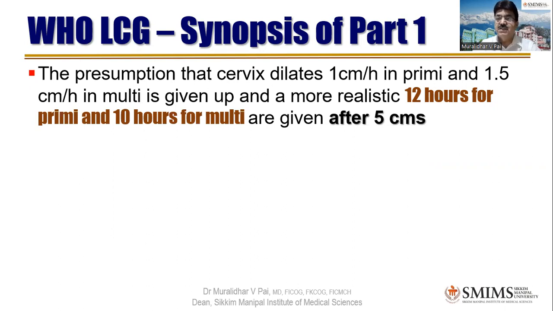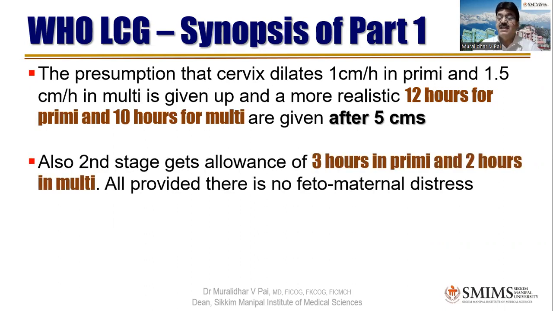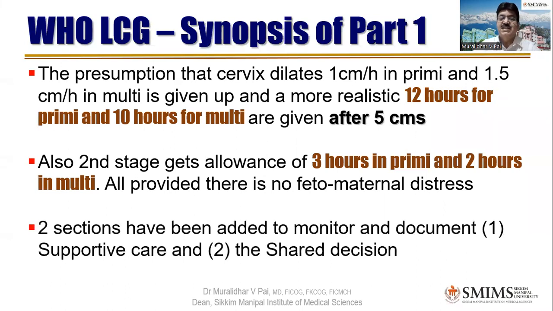Earlier we gave only 4 hours for multi, because we said it would dilate at the rate of 1.5 centimeters per hour and 6 centimeters would be covered in 4 hours. That's what we expected. But now they have given a generous 10 hours for multi, but both of them after 5 centimeters. Also, the second stage gets a generous allowance of 3 hours in primigravida and 2 hours in multigravida. But the disclaimer is that both are provided there is no feto-maternal distress and no obstetrician distress as well.